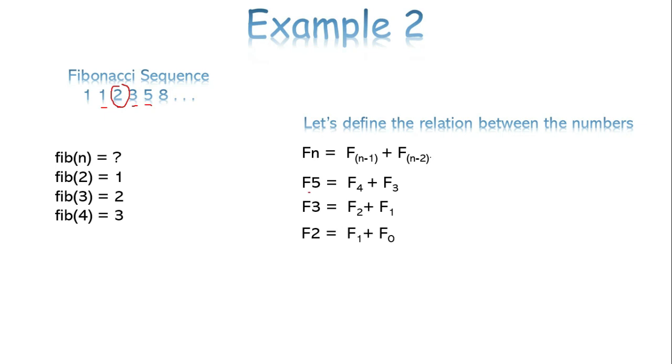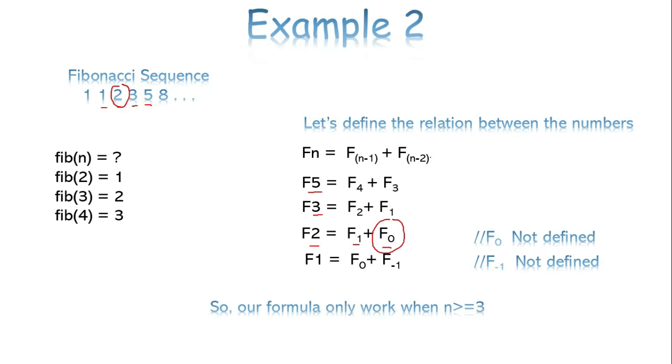As you can see here, for Fibonacci 5, there's no problem because we have Fibonacci 4 and 3. For Fibonacci 3 also, there's no problem because we have Fibonacci 2 and 1. When we want to know Fibonacci 2, it comes from Fibonacci 1 and Fibonacci 0. Fibonacci 0 is not defined here, so this formula doesn't work for Fibonacci 0. And the same, if you are looking for Fibonacci 1, it comes from Fibonacci 0 plus Fibonacci minus 1. Fibonacci minus 1 is also not defined. So our formula only works when n is greater than or equal to 3 up to here.